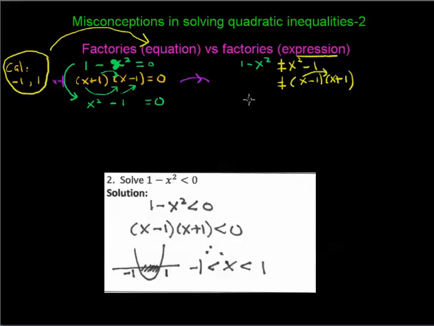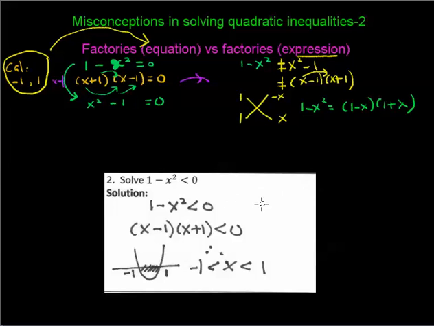We can use the box method. 1 is from 1 times 1, x squared is from -x times x. Thus, the proper factors of 1 minus x squared should be 1 minus x times 1 plus x.